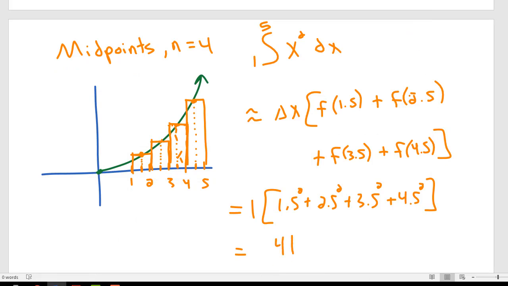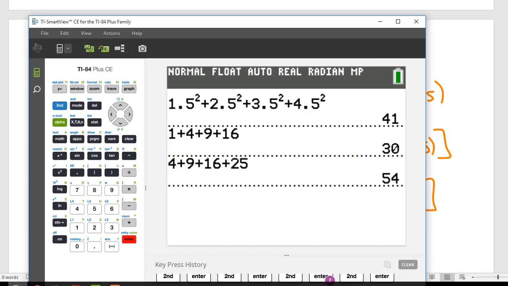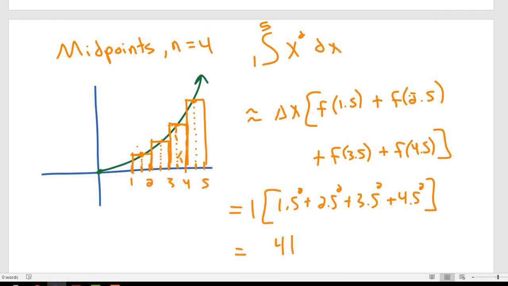So let me bring the calculator back up, and if we look at the calculator here, on the top line, here's the value we just got, 41, and then the next line was us using the left endpoint that we did first. There was 30, and then the right endpoint was 54. So we can see, 41 is in the middle of those. Pretty much, not exactly, but it's in the middle. So we can see, visually, that when we use the midpoints, we get a little bit of extra, a little bit of under, and they should roughly cancel each other out. So here's a good estimate to my integral.